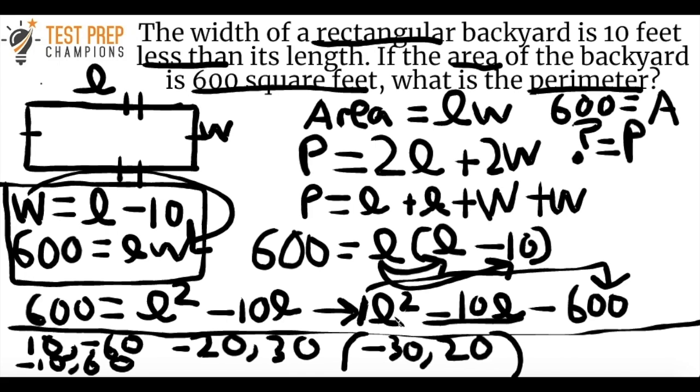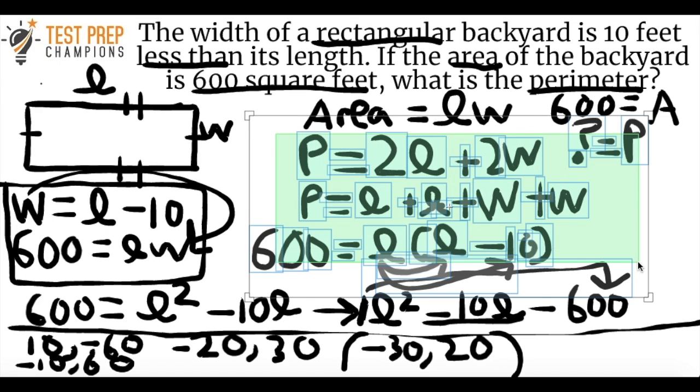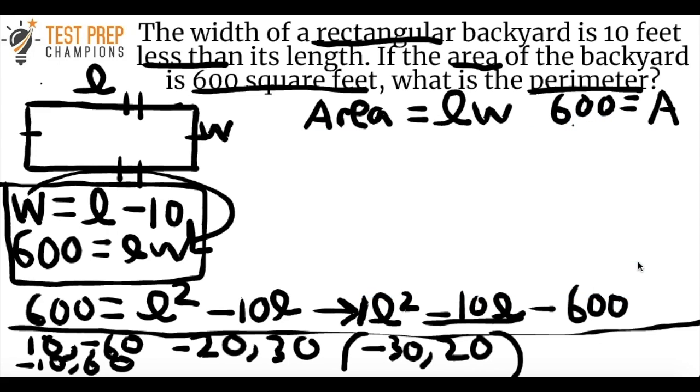Okay, so we're going to take this equation, L squared minus 10L minus 600, and we can now reduce it down. In order to do that, let me clear some of this work out of the way. I will put this back up here near the end of the question, so if you want to get that later, don't worry about it. You don't have to write that down now.